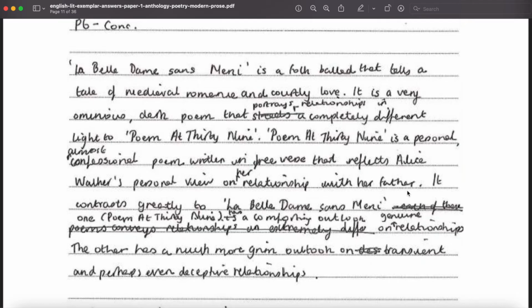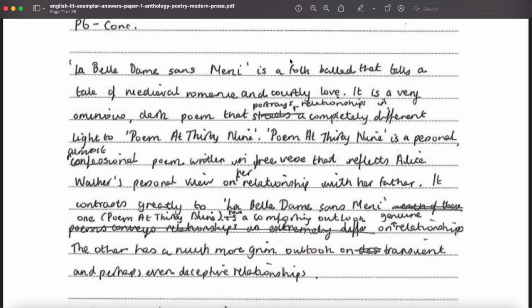So instead of doing those kinds of things, this student has gone directly into the comparison area by telling us La Belle Dame Sans Mercy is an ominous, dark poem, while Poem at 39 is a personal and confessional poem which is written in free verse. So it's not a ballad, it's free verse. Another point of comparison. And here the comparison between this poem being a ballad and Poem at 39 being free verse is a comparison on the form of the poem. And if you watch my video or see my guide, which is once again linked down below, only $2, you will know what form is and that it includes these kinds of things.